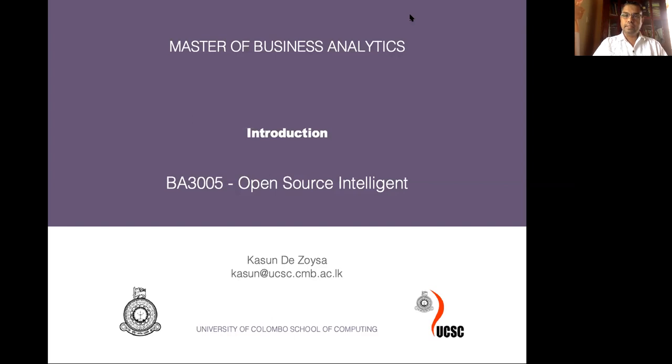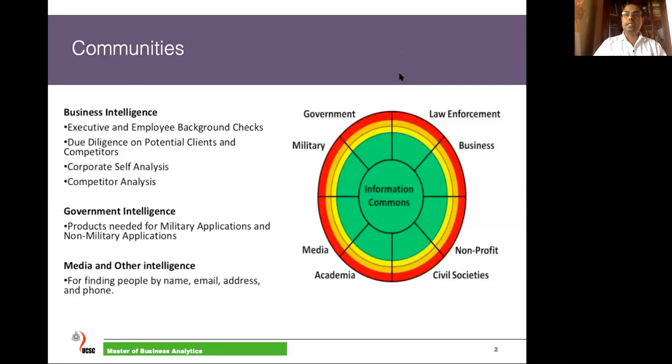So let's look at the communities who require these data, or the open source intelligence domain, or intelligence domain mainly. When you discuss the intelligence domains, there are different communities. At the top level will be government, which needs intelligence information about their citizens, or about the companies, organizations, and information about other countries.